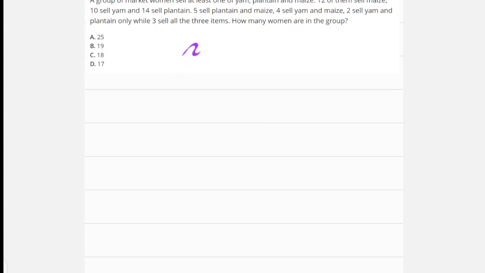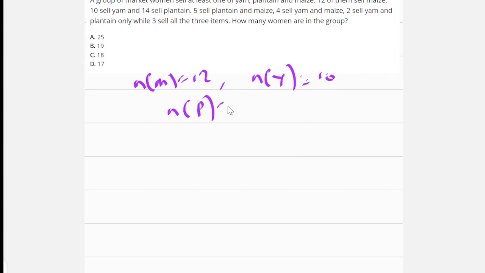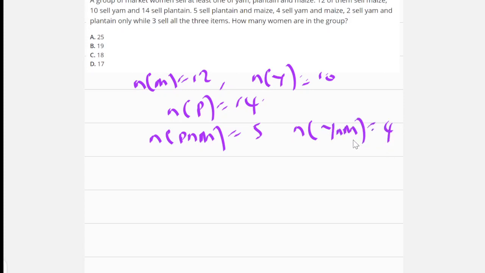So 12 of them sell maize, that is n of M is equal to 12. 10 sell yam, n of Y is equal to 10. And 14 sell plantain, that is n of P is equal to 14. 5 sell plantain and maize, n of P intersection M is equal to 5. Refer to my video on Venn diagram if you want to understand this correctly. And the number of yam and maize is equal to 4.